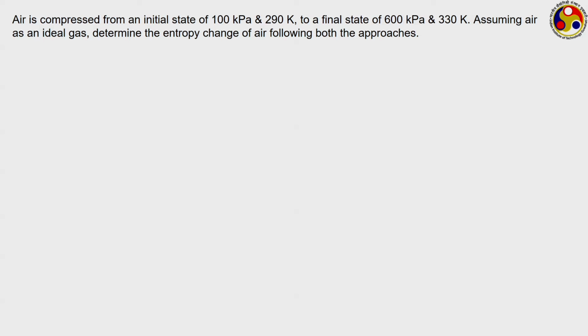Our situation is air is compressed from an initial state to a final state. We are given P1 equal to 100 kilopascal, T1 equal to 290 Kelvin. It is compressed to a final pressure P2 of 600 kilopascal and T2 of 330 Kelvin. Actually, it is quite a small temperature range that we are talking about. So, we have to calculate the entropy change of air, assuming it to be an ideal gas.